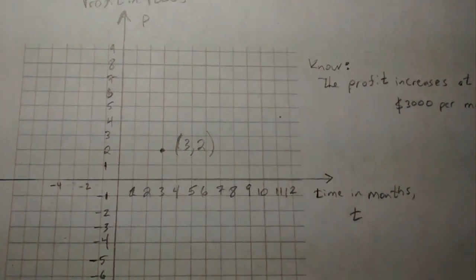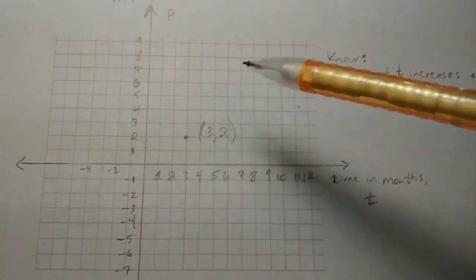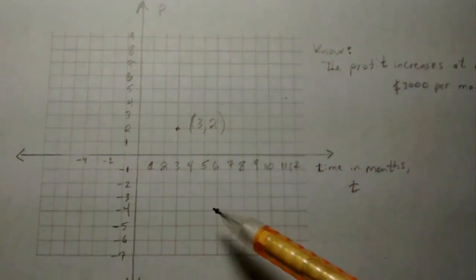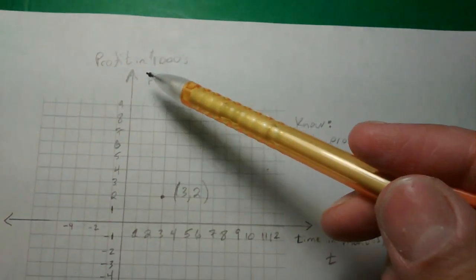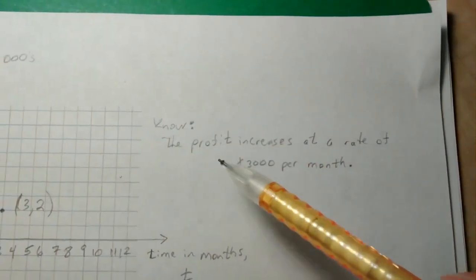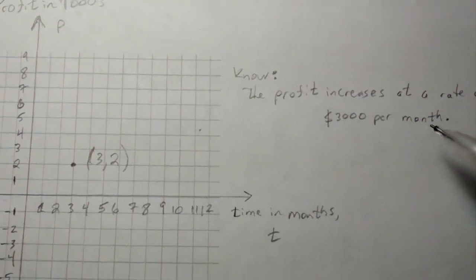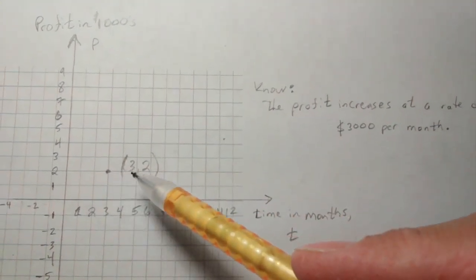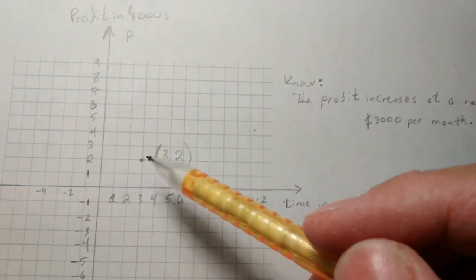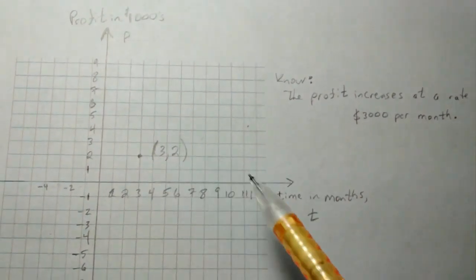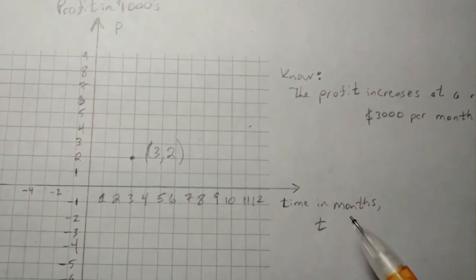I'll give you a couple examples of how to find the vertical intercept of a linear function given some graphical information. So here's the first one. Consider these two axes here, time in months and profit in thousands of dollars. And let's say we know that the profit increases at a rate of $3,000 per month. We're also given that this point (3, 2) is on the graph of our line. Let's say this profit is a linear function of t, or with respect to t, time in months.